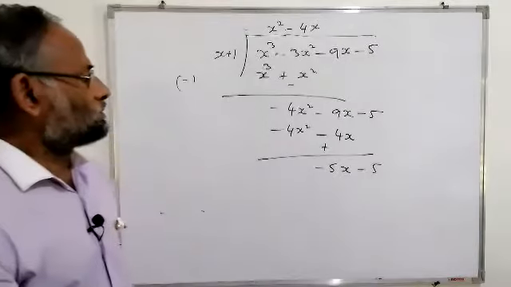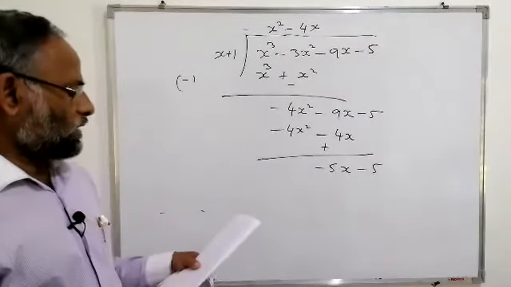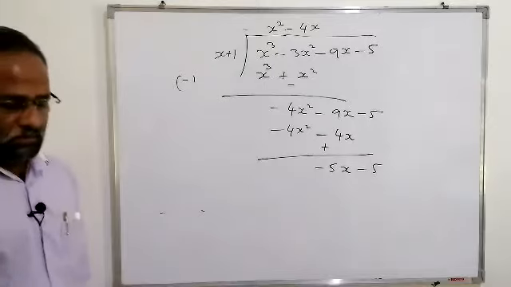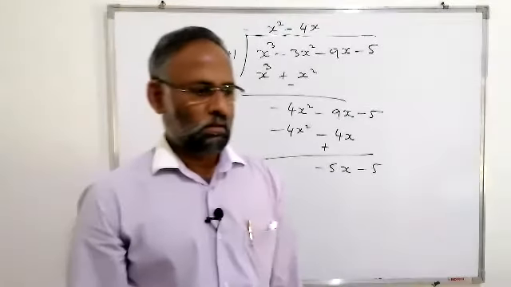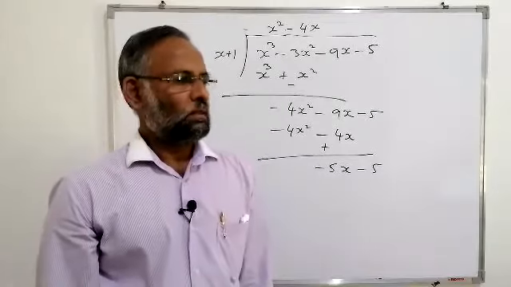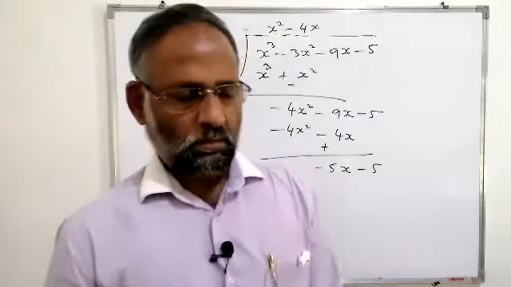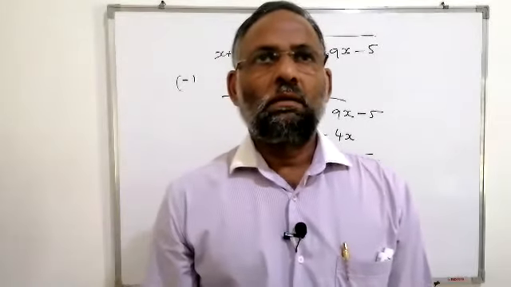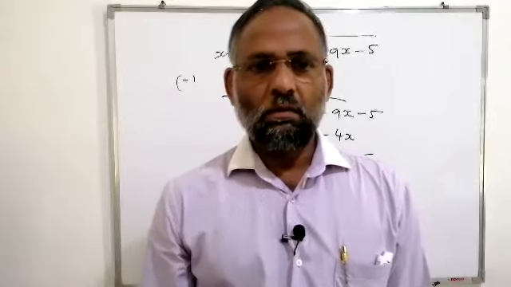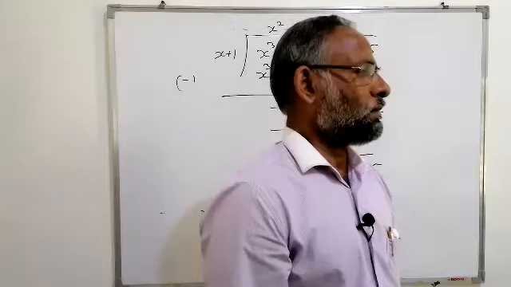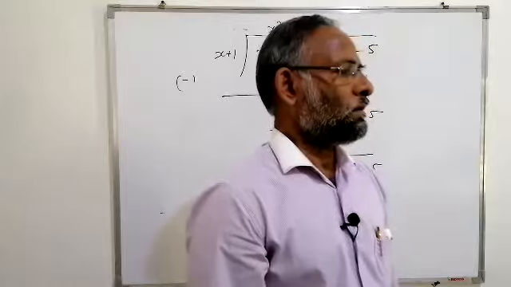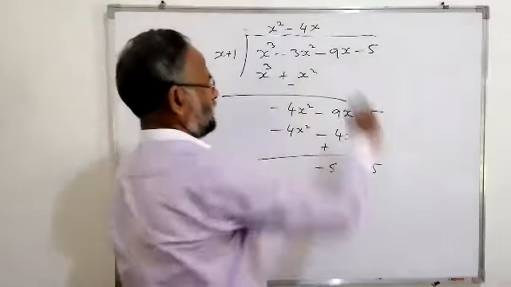Now complete this one. Minus 5x minus 5. Do the last step, all of you. Easy this one, not hard. Last step do. Anybody completed? Are you doing or not? What is the last step, Nabiha? What did you get as the last answer? What did you get as the quotient here?